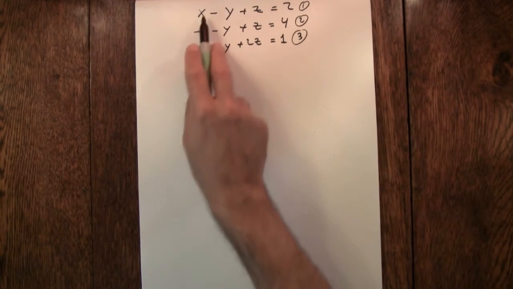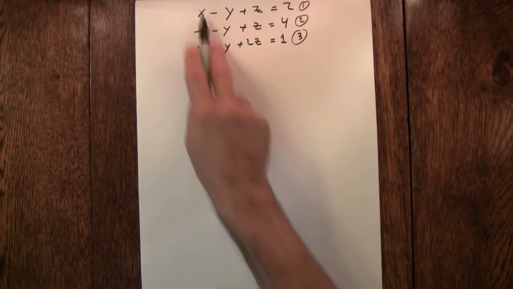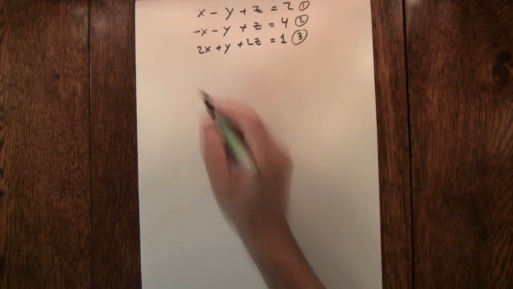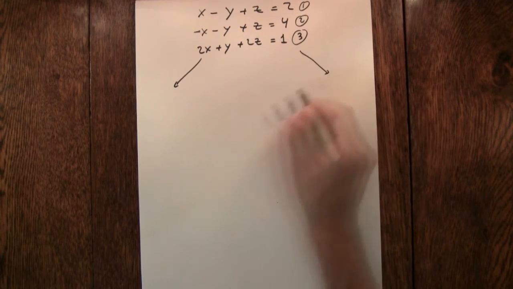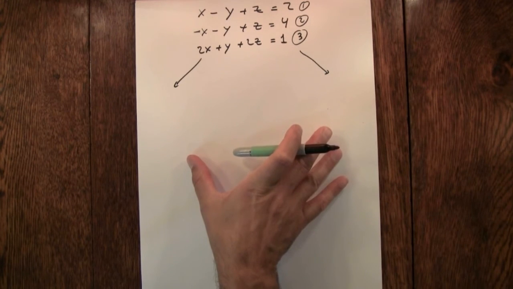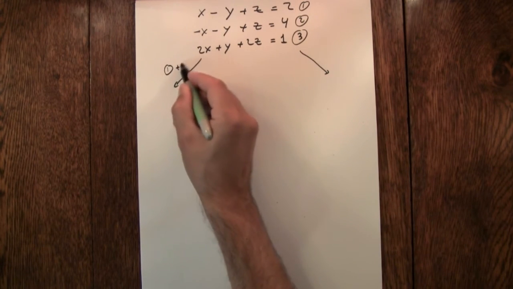So let's assume, because it's going to be easy, eliminating the x's from equation 1 and 2. We're going to try to eliminate the x's, and that way we have two equations with y and z, right? So first thing we're going to do is generate two new equations. What I'm going to do is add equation 1 plus equation 2.